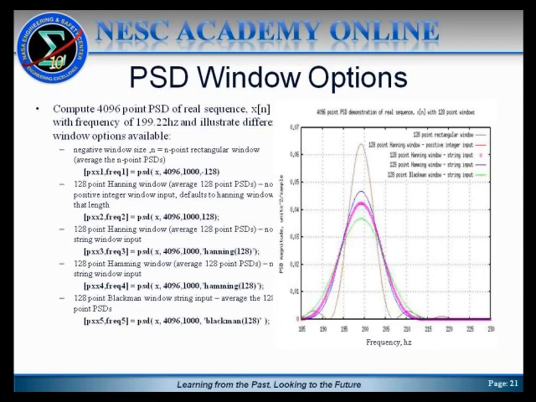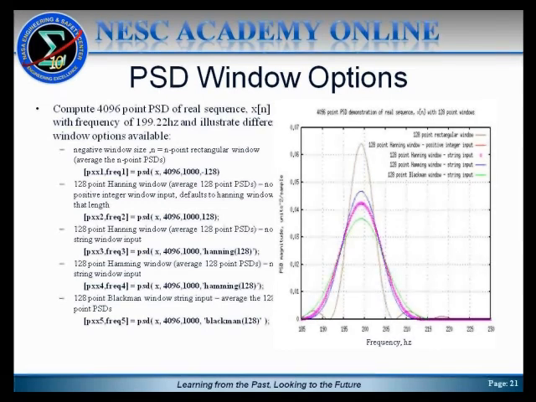So what we'll do here is compute a 4096 point PSD of a real sequence x of n with the frequency of 199.22 hertz. Again, that would result in placing all the energy at one of the basis frequencies of that sequence. And we'll illustrate some of the different window options that are available. So again, I'll just say in words what the ones are, and then we'll go through each one in a little bit more detail.